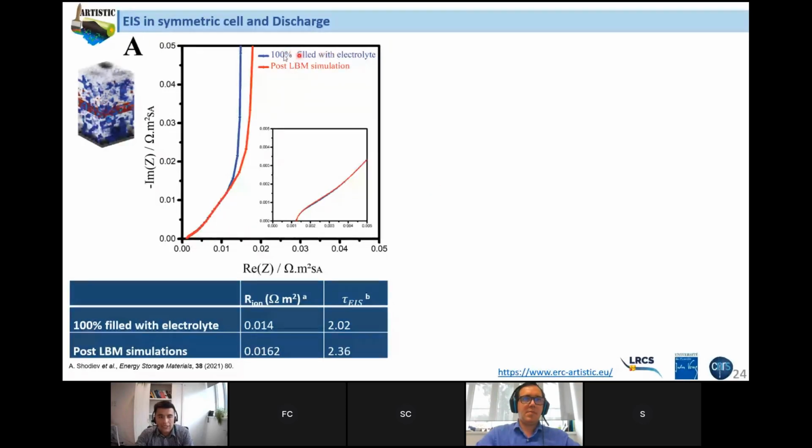This one is with the assumption of 100% filled with electrolyte. The red line shows the post-LBM simulation with some air trapped inside. And you can see here the ionic resistance is around 20% higher, and tortuosity also becomes quite a bit bigger, compared to the assumption that it is 100% filled with electrolyte.